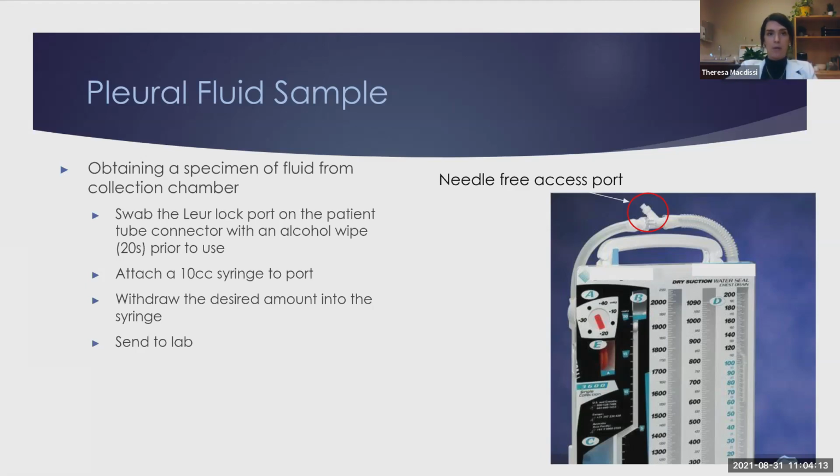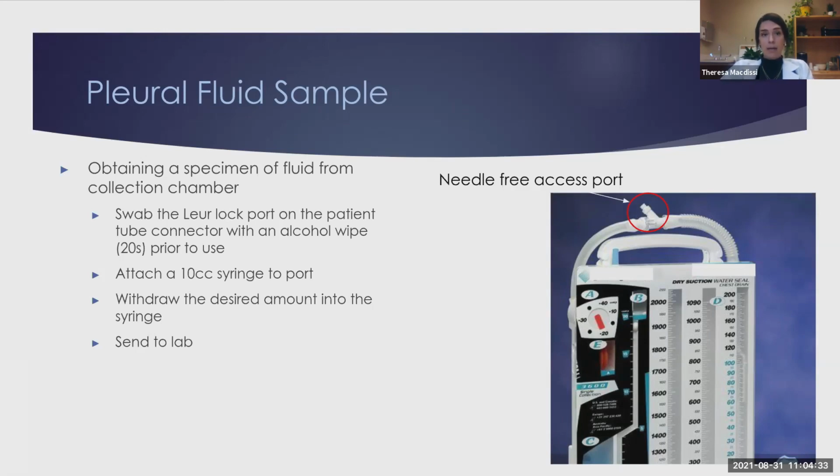Okay, to clamp or not to clamp, that is the question. There are some instances where it's okay to clamp momentarily or with a provider order, but a lot of times you want to be careful when you're clamping someone's chest tube, especially in the case where someone had a pneumothorax and they had an air leak.